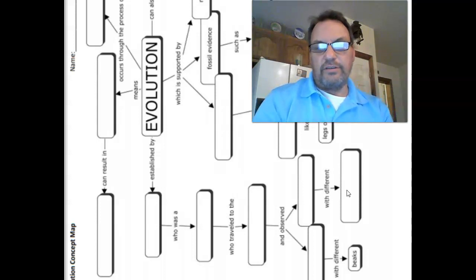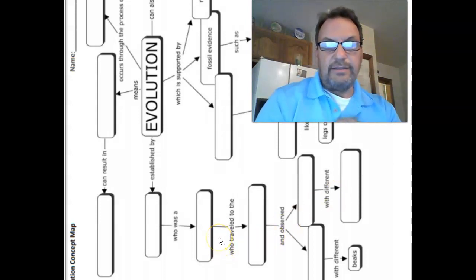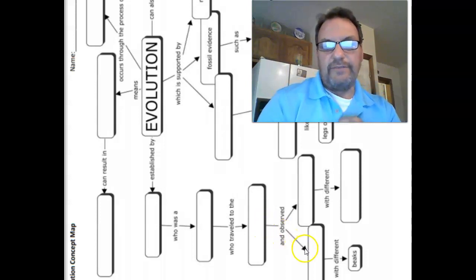But we just know that Charles Darwin established the term of evolution, which means change over time, which can result in a new species. And he was a naturalist who traveled to the Galapagos Islands. It's kind of a fun word to say, the Galapagos Islands, and observed finches and turtles with different shaped shells. And the finches had different beaks, depending on what food source was on the island.